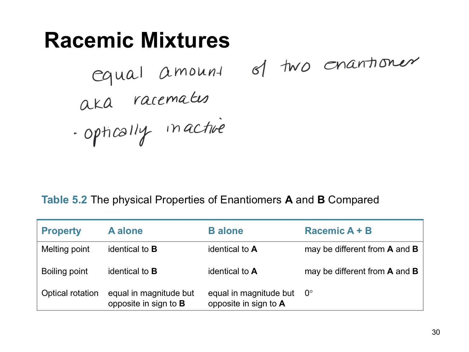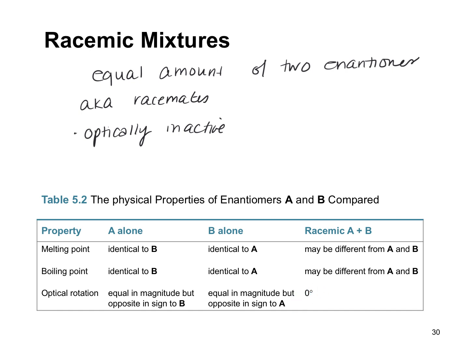Here's an example of some data. We have enantiomers A and B. Here is A alone and B alone, and then here's a racemic mixture of A and B. And you can see that the melting point of A and B are identical, boiling point is identical. These are going to be equal in magnitude in optical rotation, but opposite signs. And then when you have racemic mixtures, the melting point may be different from A and B. The boiling point may be different from A and B. And what that means is sometimes it's different and sometimes it isn't. And then the optical rotation here is 0.